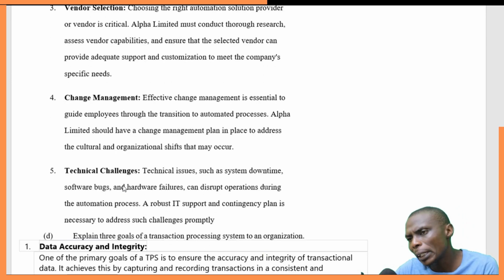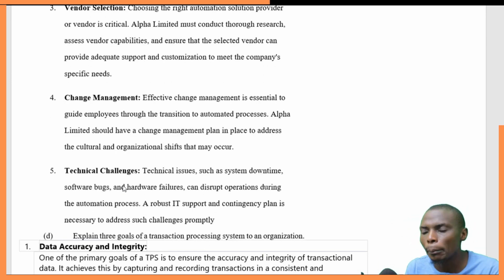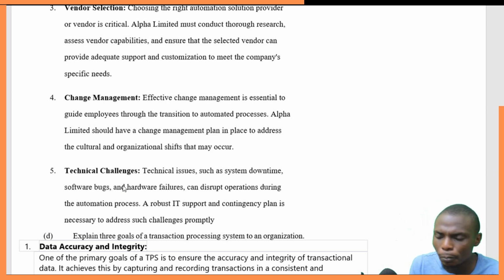Then we have change management. There will be change for the employees in how they are going to handle this task. They are going to transition from a manual system to automated processes. So this organization should have a change management plan in place to address the cultural and organizational shift that may occur, because normally there will be changes in very many parts of this organization.